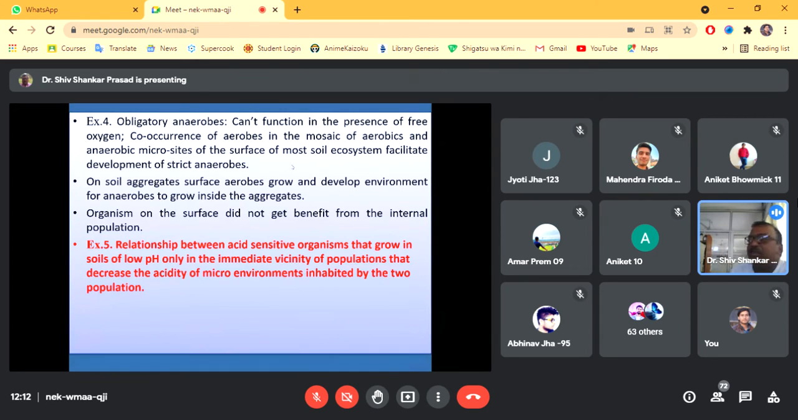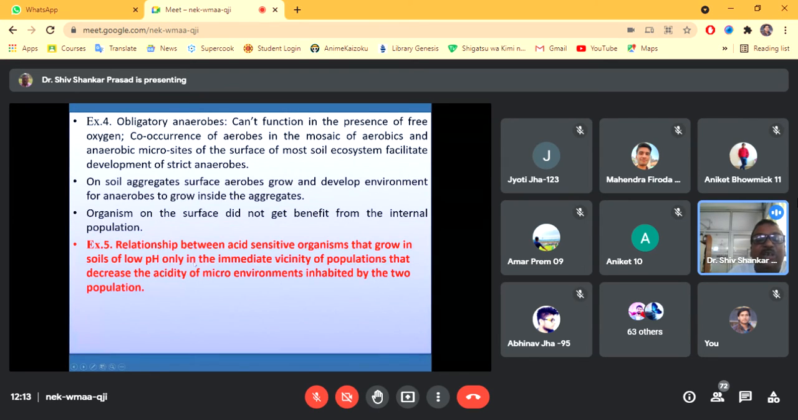The relationship between acid sensitive organisms that grow in soils of low pH only in the immediate vicinity of populations that decrease the acidity of the microenvironments inhabited by the two populations. Okay, so the relationship between acid sensitive microorganisms, meaning that when too much acidity develops, their survival is affected. So the relationship between acid sensitive organisms that grow in soils of low pH.